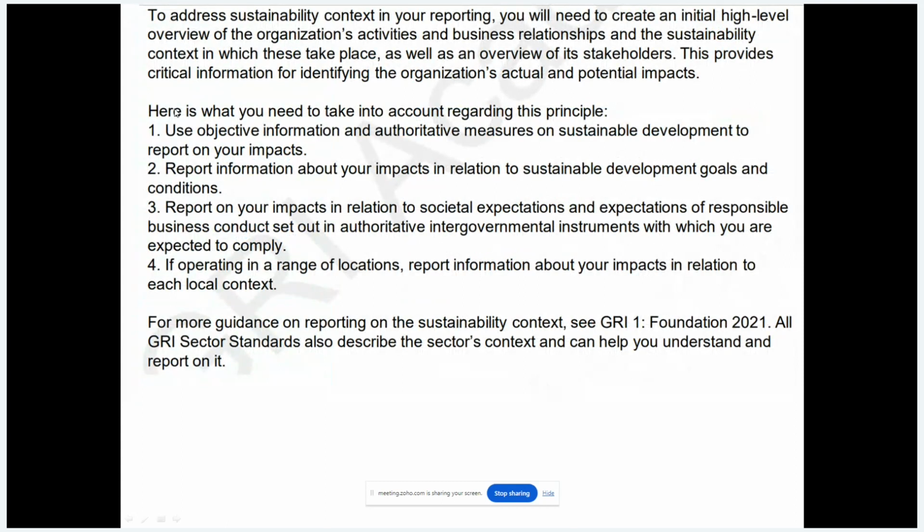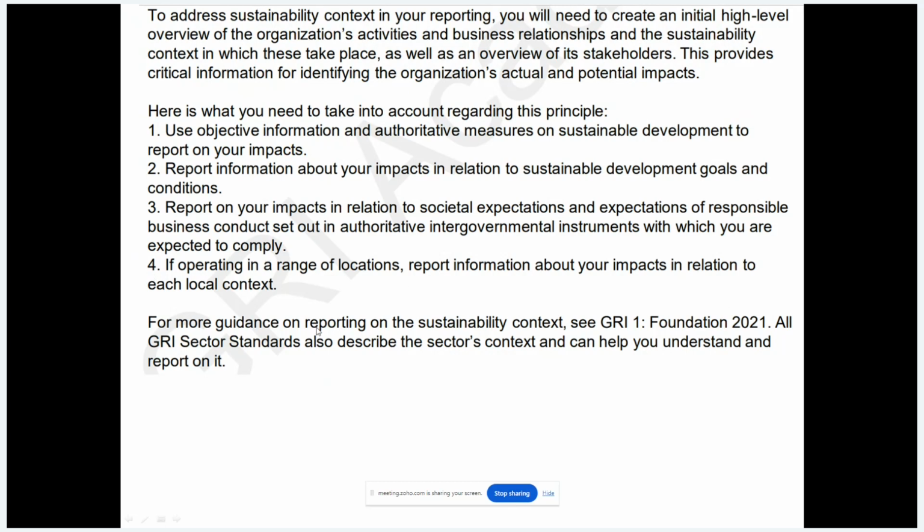So here is what you need to take into account regarding this principle. Use objective information. Report information about your impacts in relation to sustainable development goals and conditions. Report on your impacts in relation to societal expectations and expectations of responsible business conduct, set out in authoritative intergovernmental instruments with which you are expected to comply. If operating in a large location, report information about your impacts in relation to each local context. So this is very important.